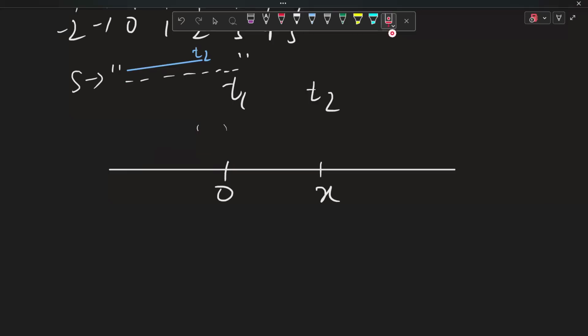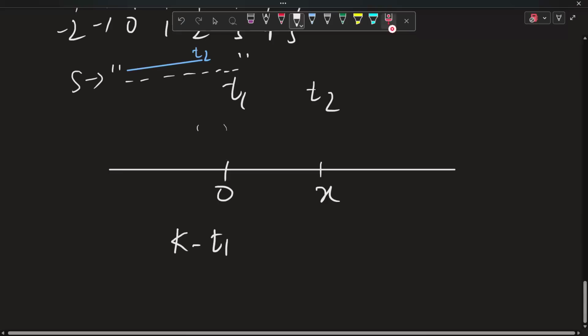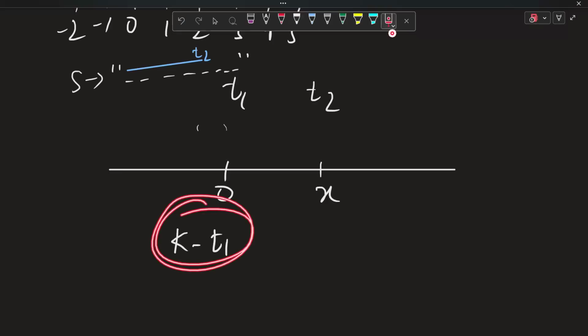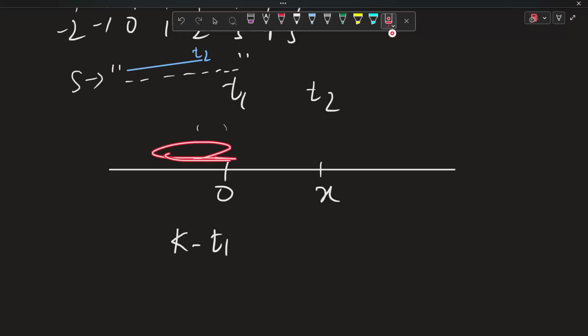So how many times did you reach 0 in the first k seconds? First you took t1 time to reach 0 for the first time. And so k minus t1 would be the time remaining. So in the remaining time, how many times again did you come to 0? In every t2 seconds, you come to 0 once.